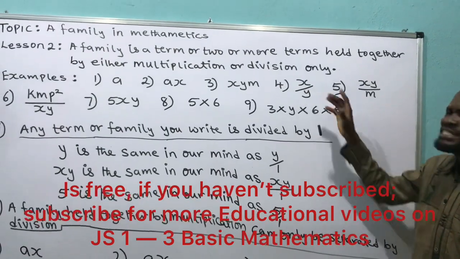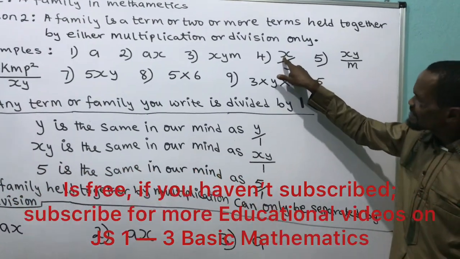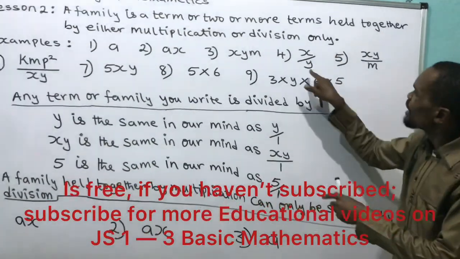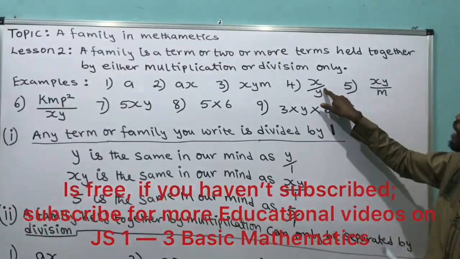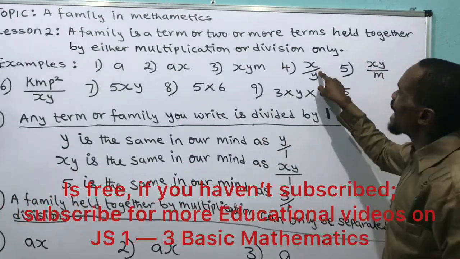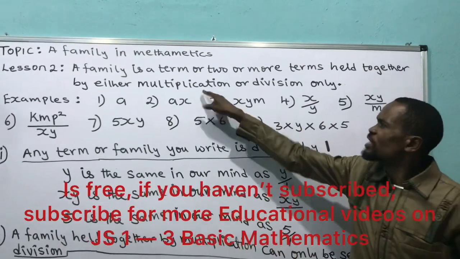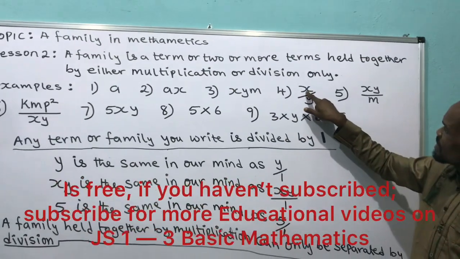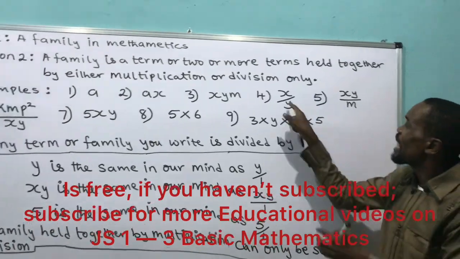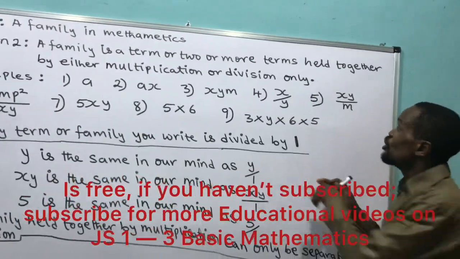Then number 4, we said X over Y. X over Y is a family. This X is a family and Y is a family, joined together to call one family by division. I told you that a family can be held together by either division or multiplication. This is a family, this is another family, and they are held together to be called one family by division.